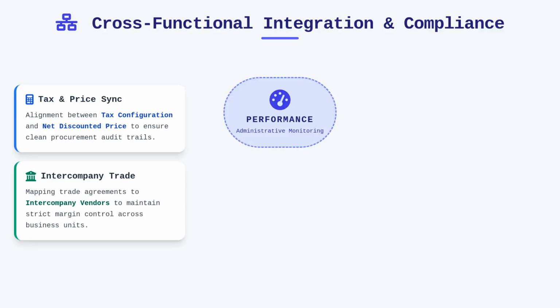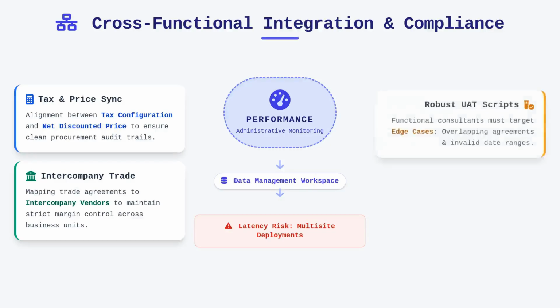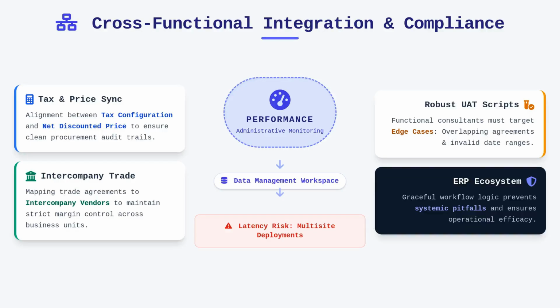From an administrative perspective, you should continuously monitor for performance bottlenecks created by high-volume trade agreement updates. Using standard telemetry data, you can identify if large-scale imports via the data management workspace are causing latency, especially when dealing with complex multi-site deployments. Functional consultants must design robust user acceptance testing scripts that specifically target edge cases like overlapping agreements or invalid date ranges. By confirming that your workflow logic handles these scenarios gracefully, you can avoid common pitfalls that hinder the efficacy of your enterprise resource planning ecosystem.